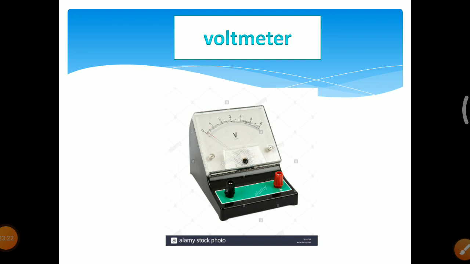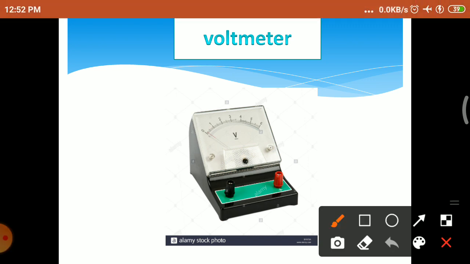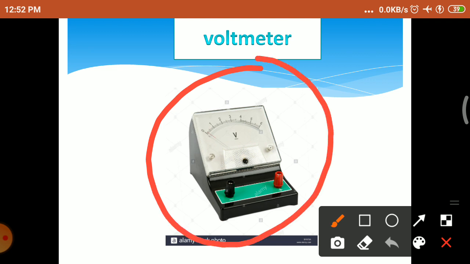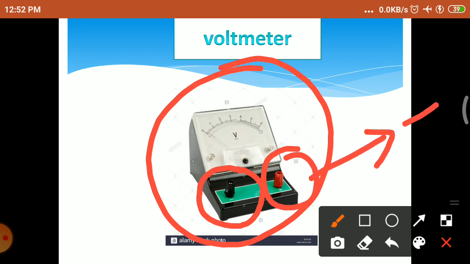The next one, voltmeter. What is meant by voltmeter? Look at this image. This is a voltmeter. It has two terminals, one negative and one positive. The red is always positive, the black always negative. And it has a range of 0 to 6, so we can measure the voltage from 0 to 6. This is an instrument used to measure the potential difference between 2 points.